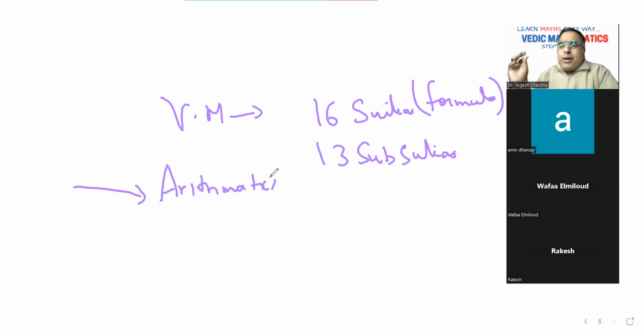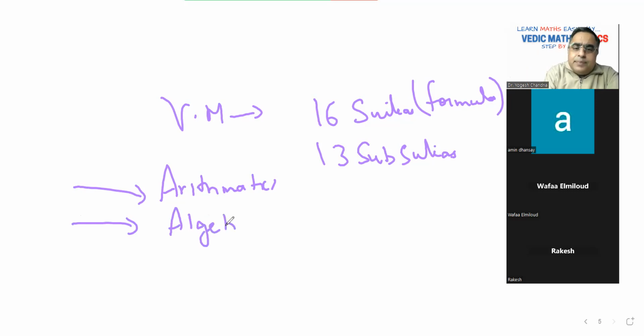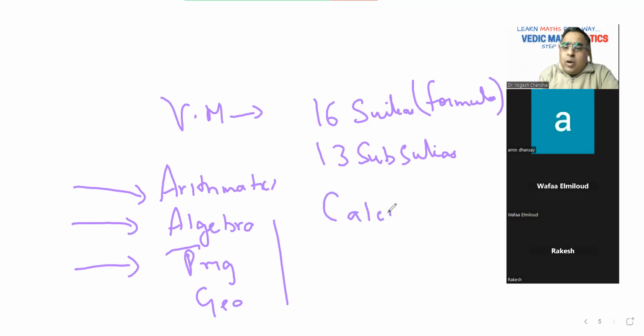So arithmetic will cover all your addition, subtraction, multiplication, division, squares, cubes, square roots, cube roots, divisibility, and all. Then it is applicable on all your algebra: algebraic multiplication, algebraic division, algebraic polynomial equations, simultaneous linear equations, quadratic equations, all such. Then it is also applicable on trigonometry, geometry, calculus, conics. Now, but your question was, is it applicable on all or some parts?